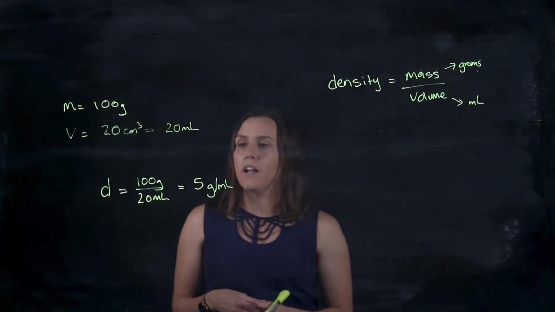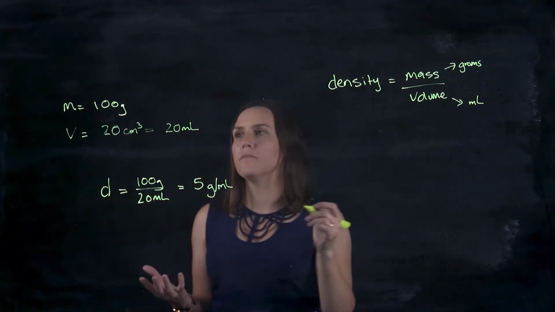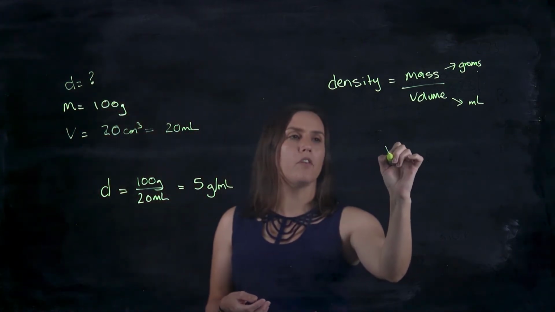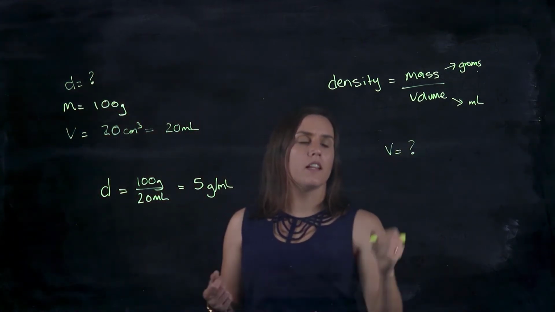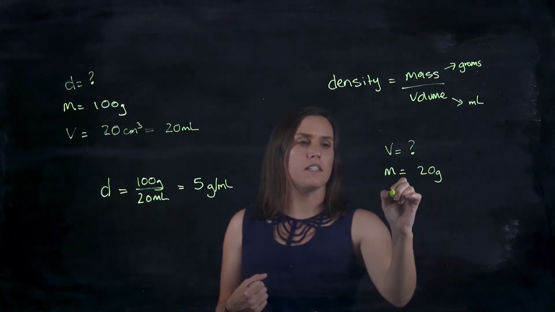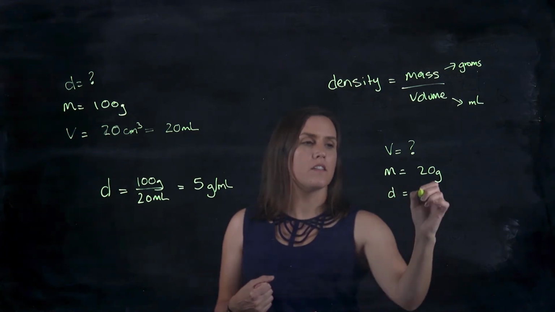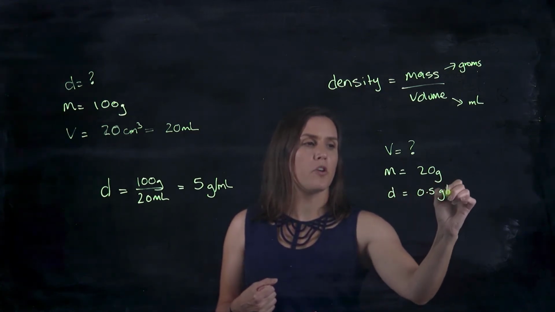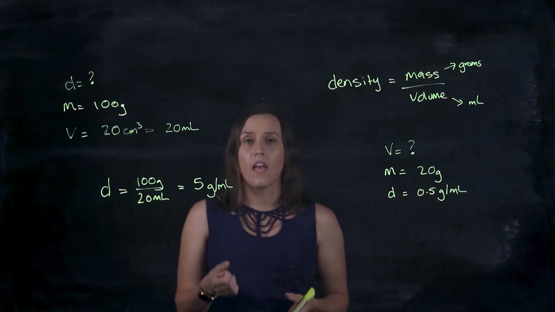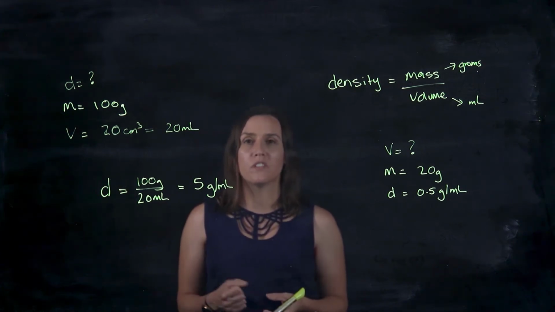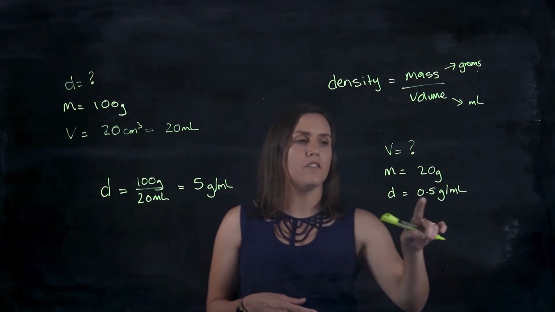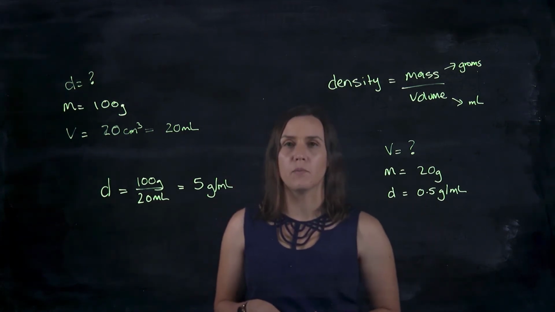Now let's have a go at another one. So let's say I want to work out the volume. With this question here, I was working out my density. Now I want to work out my volume. So my volume is unknown. Let's say my mass is 20 grams and my density is 0.5 grams per mil. So I want to weigh out 20 grams of this and it's a liquid. So I want to do it with a syringe or something, depending how big our volume comes out. And my density for this particular liquid is 0.5 grams per mil.